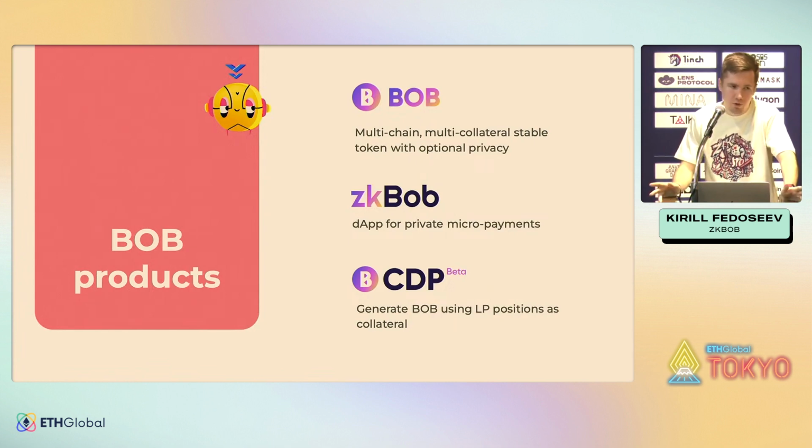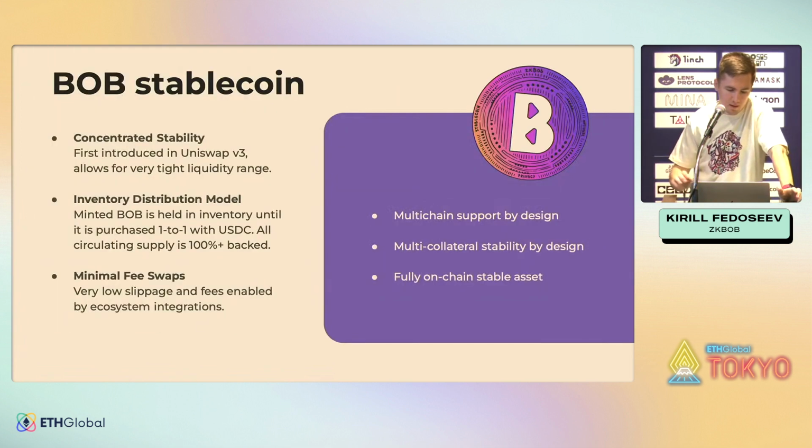And one of the recent projects we also started working on is called Bob CDP, which is basically a protocol which will allow users to not only generate Bob by locking their stable collateral, but also use some of their volatile on-chain assets to mint Bob using the CDP model. So just a few words about the Bob stablecoin.